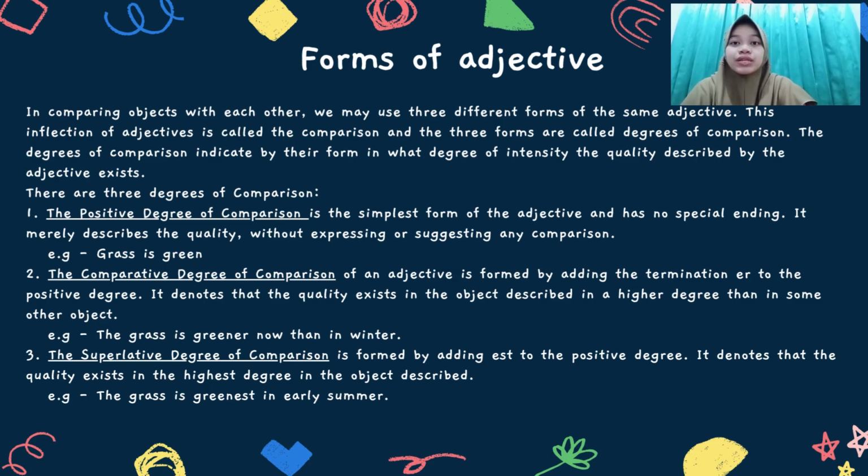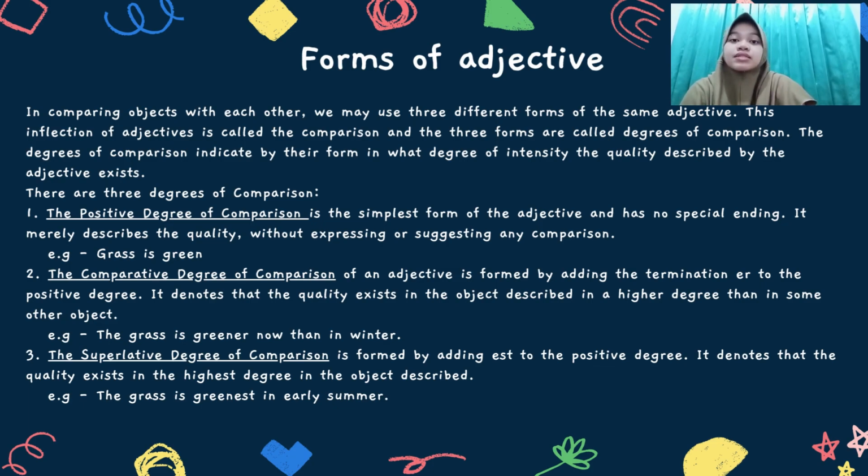Here there are three degrees of comparison. First, the positive degree of comparison is the simplest form of the adjective and has no special ending. It merely describes the quality without expressing or suggesting any comparison. For example, grass is green.